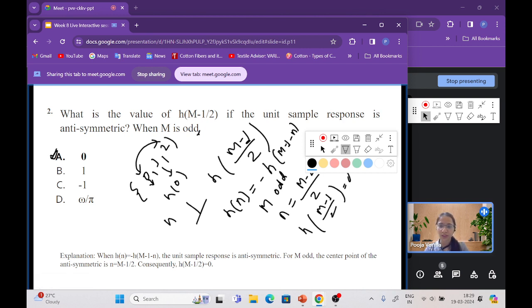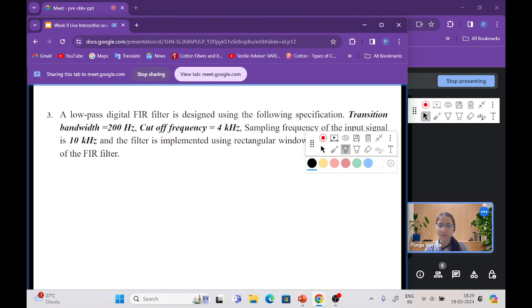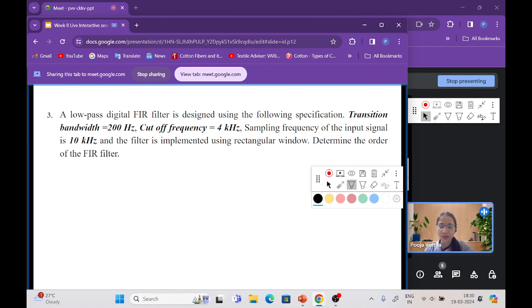Okay, so moving to the next question. A low-pass digital FIR filter is designed using the following specifications. The transition bandwidth is 200 Hz, the cutoff frequency is 4 kHz, the sampling frequency of the input signal is 10 kHz, and the filter is implemented using the rectangular window. Determine the order of the FIR filter.